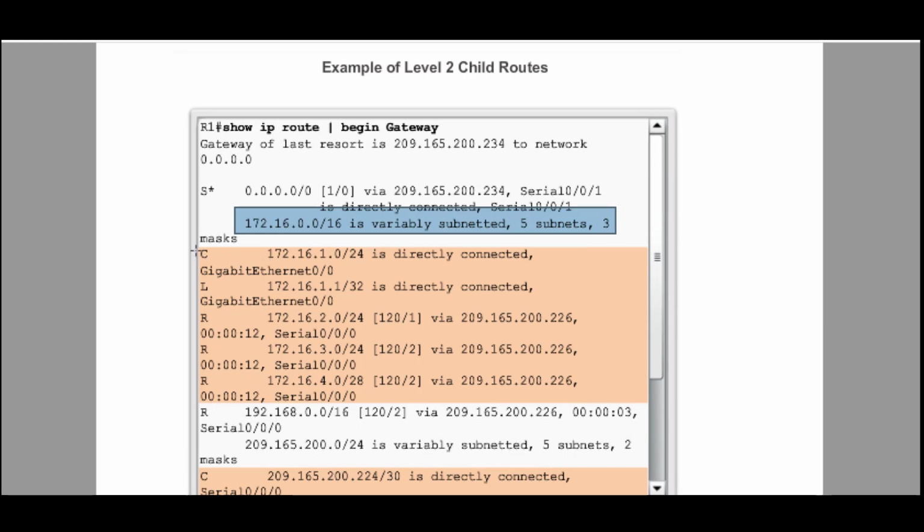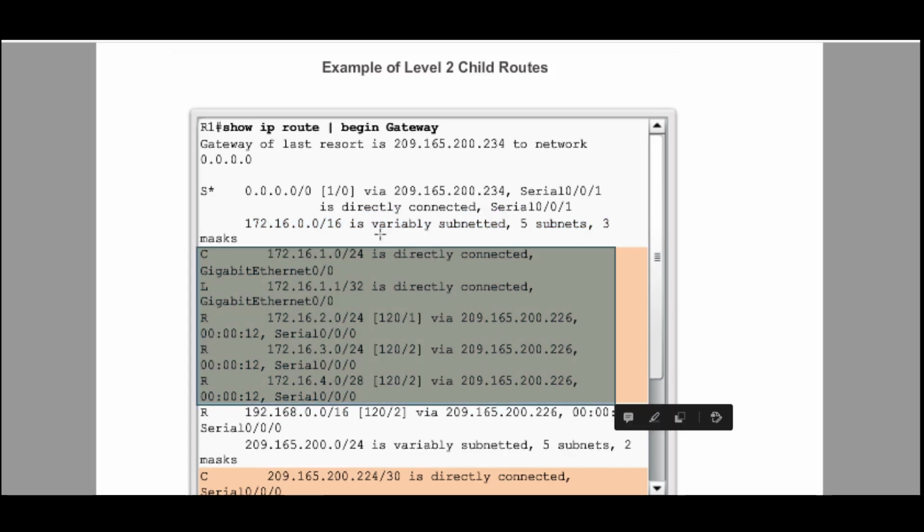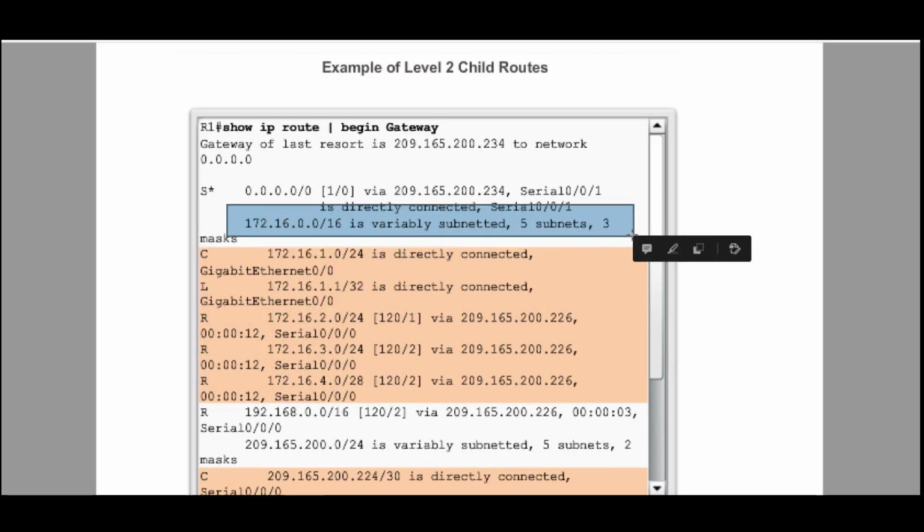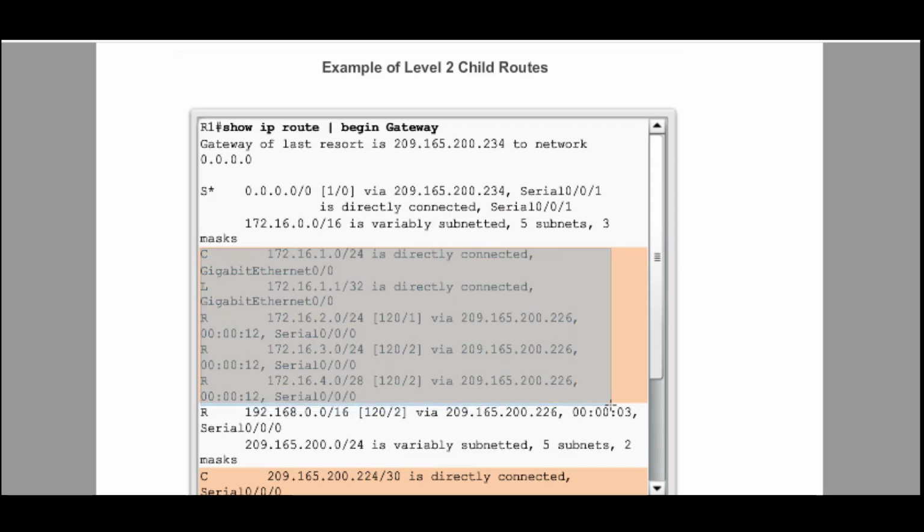So these are all called childs. They are called level 2 childs. So this child makes this parent. Okay, it is a parent. So this is going to be summarized. This is summarized. So this is level 1 parent, and these are all called level 2 childs. That's it.